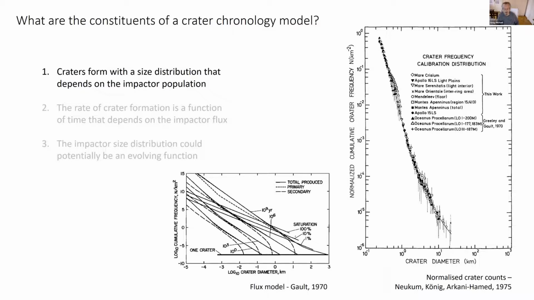So this kind of understanding was looked at back in the 1970s, as Carolyn mentioned, and these plots you see here, they're kind of historical plots. This one on the left from Gault in 1970, he was looking at the problem from a theoretical point of view, so understanding what kind of objects might exist in the solar system that can impact solid bodies, and what kind of crater distributions you would expect them to form on planetary surfaces.